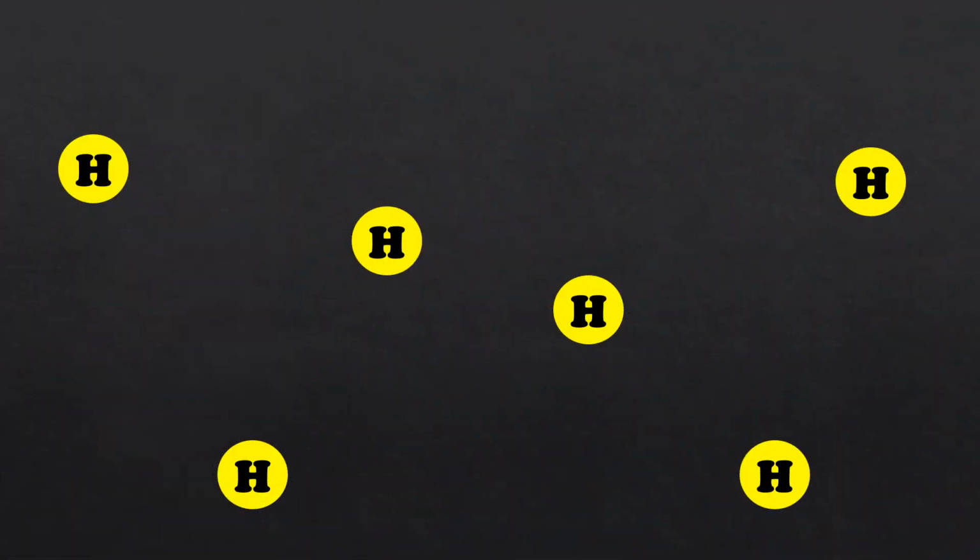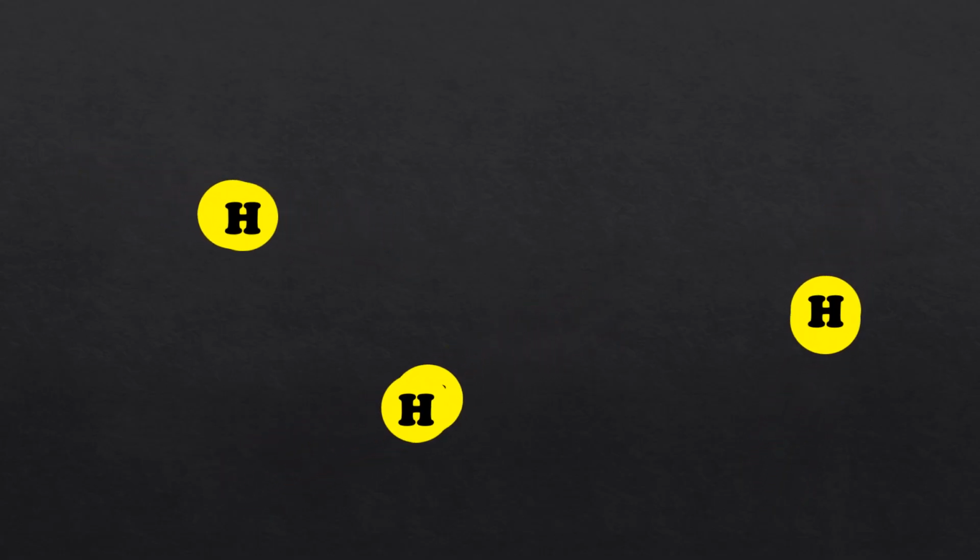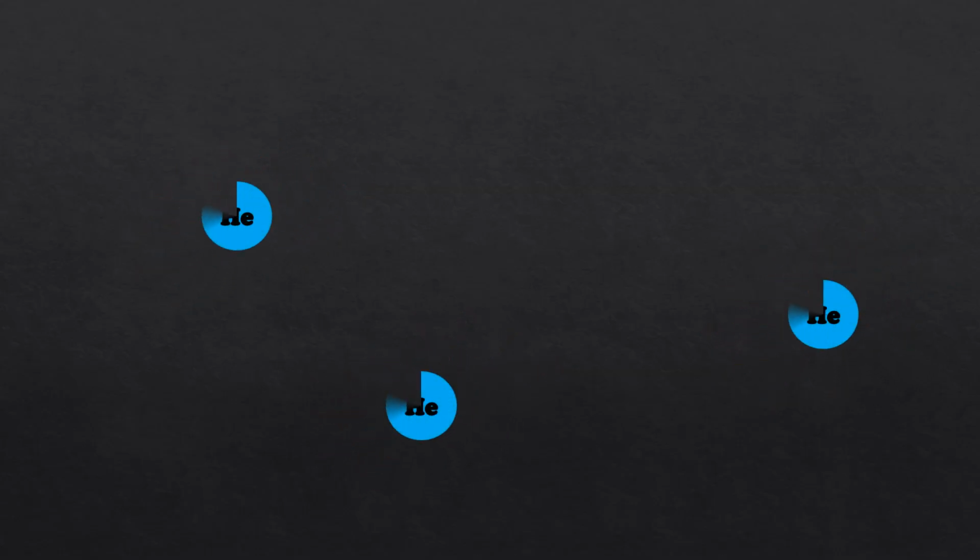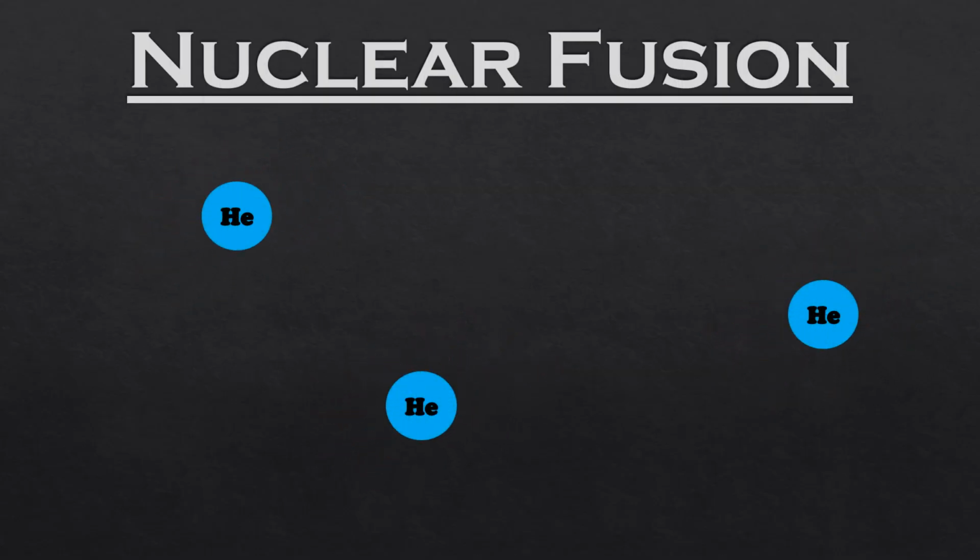Now, inside the core of the protostar, the particles of hydrogen started colliding into each other, and these collisions produced heat, which ended up combining two particles of hydrogen into a particle of helium through a process called nuclear fusion.